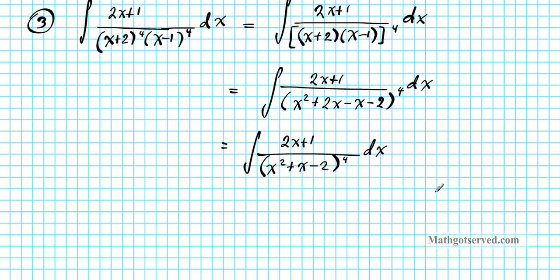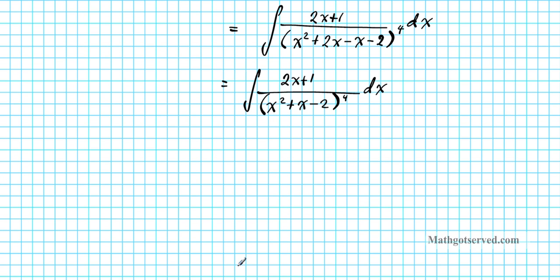Okay, so let's try that out and see if that's the case. So let u be x squared plus x minus 2. Then du is going to be 2x plus 1 dx. Oh, that's good. That's the integer multiple of the numerator by a factor of 1. So we can go ahead and make that substitution.